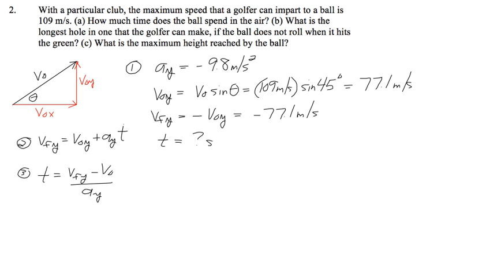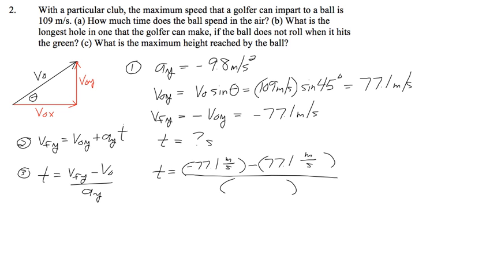So plugging in the numbers, time is going to be VFY minus VOY over AY. So VFY is negative 77.1 meters per second. VOY is positive 77.1 meters per second. And the acceleration is negative 9.8 meters per second squared.